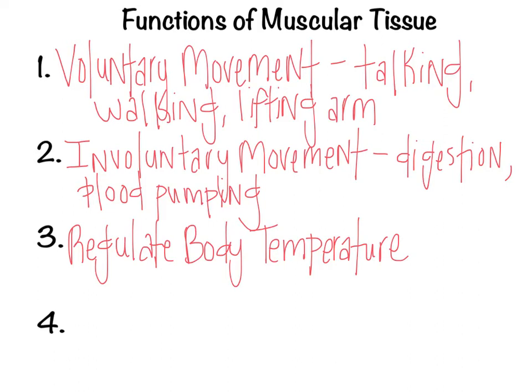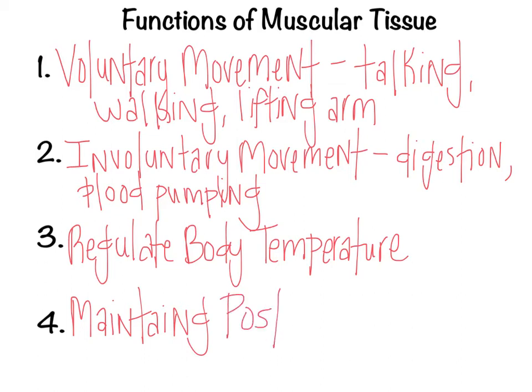And then the last one, there's a lot of different ways I guess you could say this. So you could say maintaining posture. You could say support. Obviously, we're using all these muscles all the time. So just to sit in your chair right now is requiring muscles. To stand up requires muscles. So it's a big job just to do simple things that you don't even think about. So maintaining posture, giving you some sort of structure or support is also a function of muscular tissue.